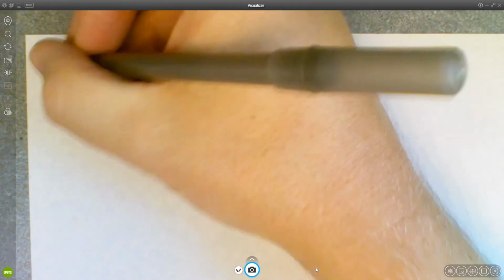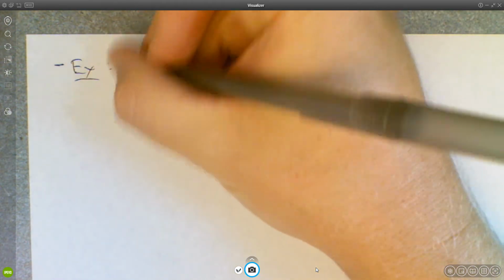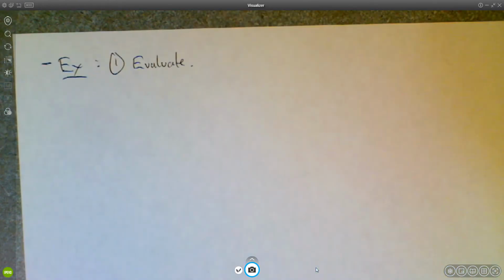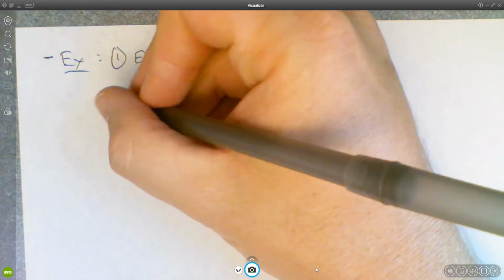Okay, so let's go through a few examples. And by a few, I mean I've got a whole bunch. I'm not even going to count them. But here we go. Let's evaluate the following without a calculator. See if we can do these in our heads.